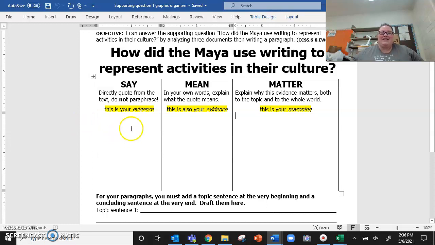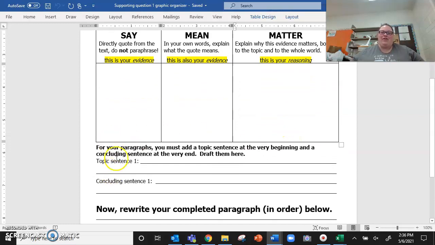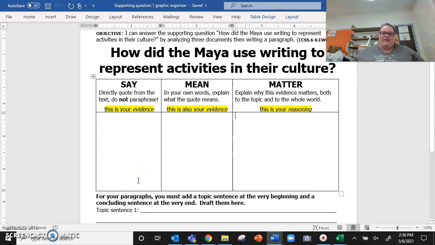And this is the easiest, in my opinion, writing strategy because you start directly quoting the text, explain what that means, and then you explain why it matters. And then you go and you write your topic sentence and your conclusion. So let's jump right in.